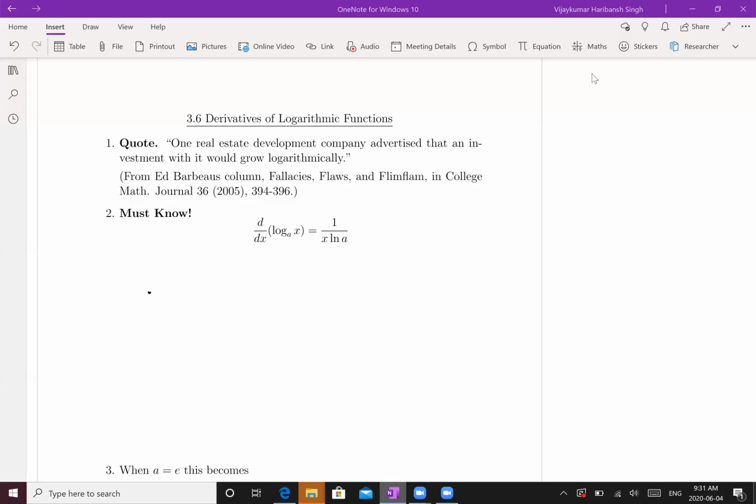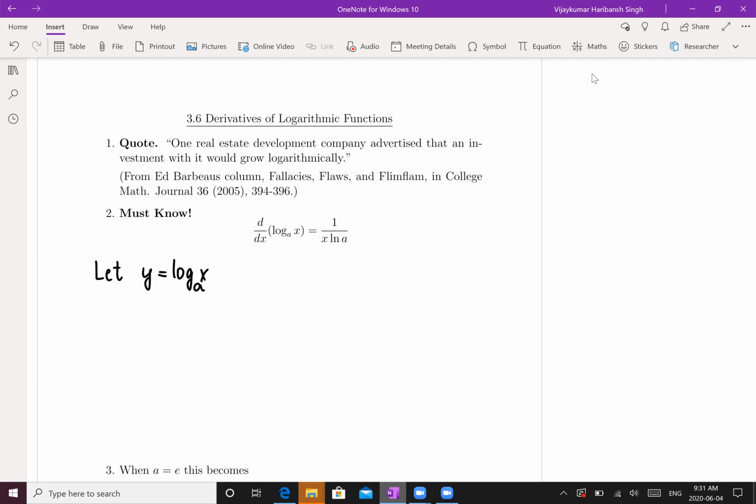Now we want to discuss the derivative of logarithmic functions. So we want to find out what the derivative of log of x base a is. One way to go about that is as follows. Let y be log of x base a.